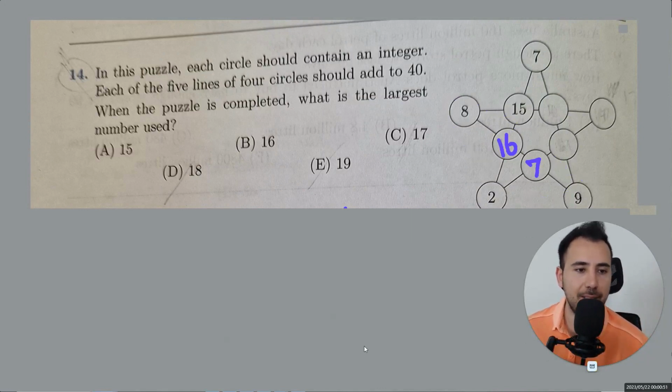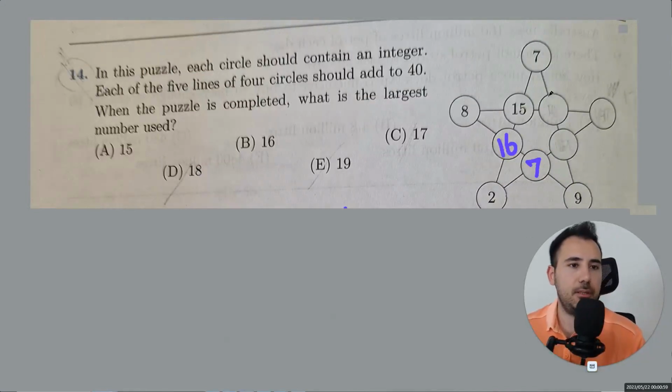So from here, it gets difficult, right? So how to do it? You see, the sum of these should be 40. The sum of these should be 40. The sum of this should be 40. So the safest way, but probably the longest, would be writing an equation. Maybe you could do some guesswork if you get lucky, I don't know.